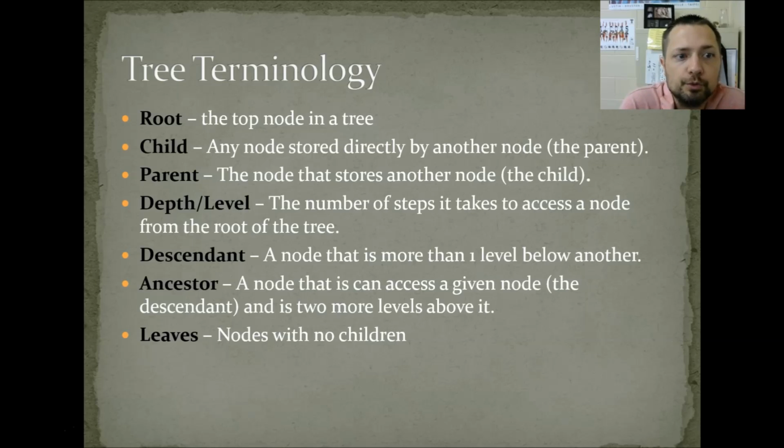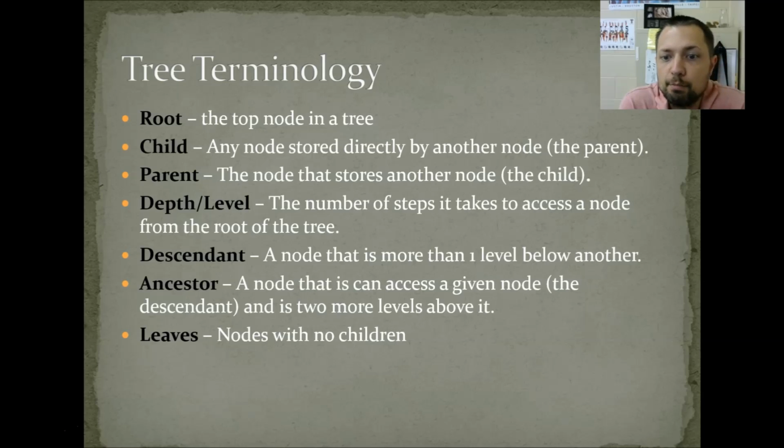So the top is the root. A child is any node stored directly by another node. The parent is the node that stores another node, the child. So a parent has children. So the two things below it are children. If you go directly above a child, you get to the parent. Depth, the number of steps it takes to access the node from the root.